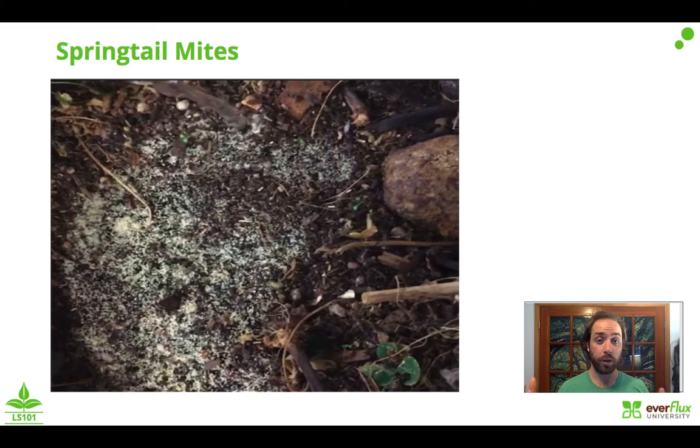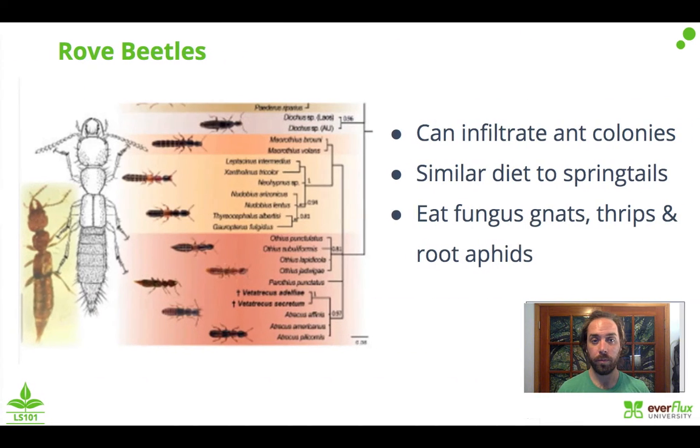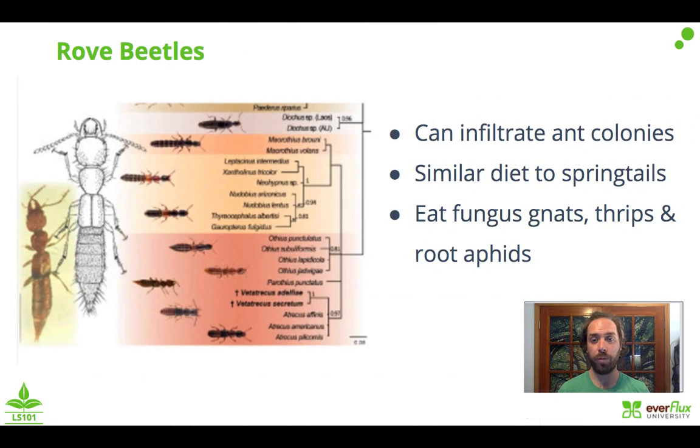So next, we are going to talk about a predator that you can introduce for your springtail mites, and that serves a lot of other functions. This is the rove beetle. So rove beetles are pretty fascinating creatures.